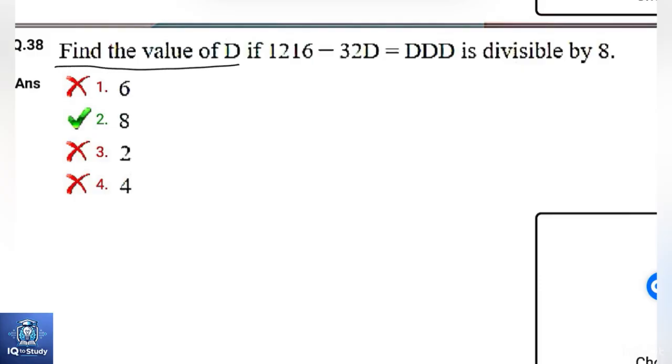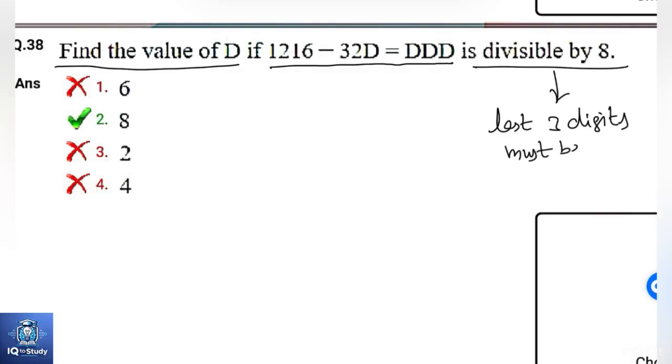Find the value of d if 1216 minus 32d is equal to ddd, which is divisible by 8. We know that the divisibility rule of 8 is that the last 3 digits must be divisible by 8. So if ddd is divisible by 8, it means d is equal to 8. So the value of d is 8.